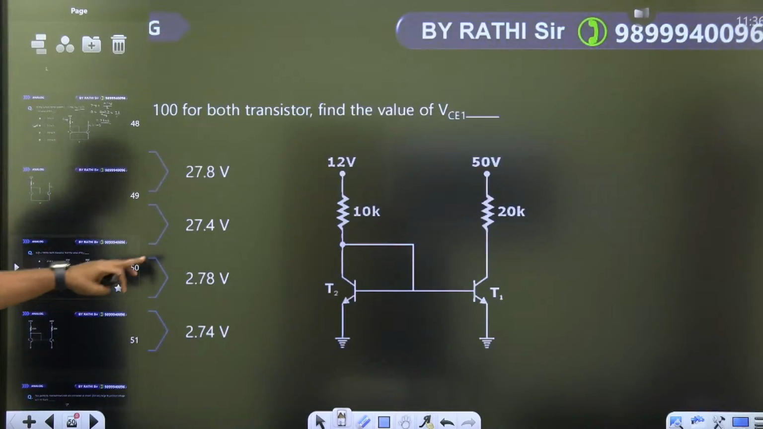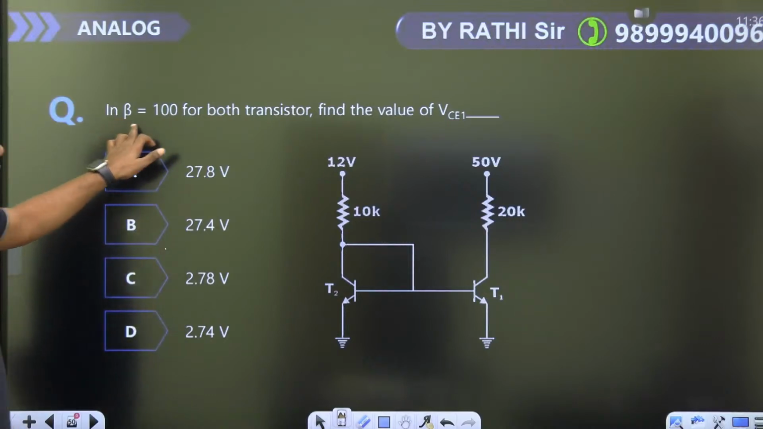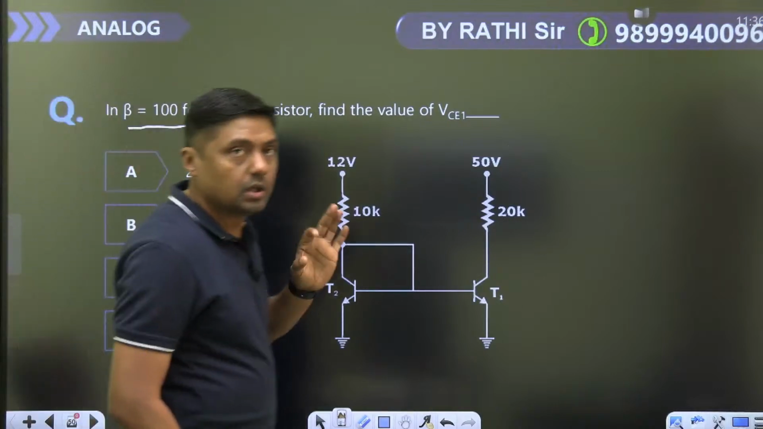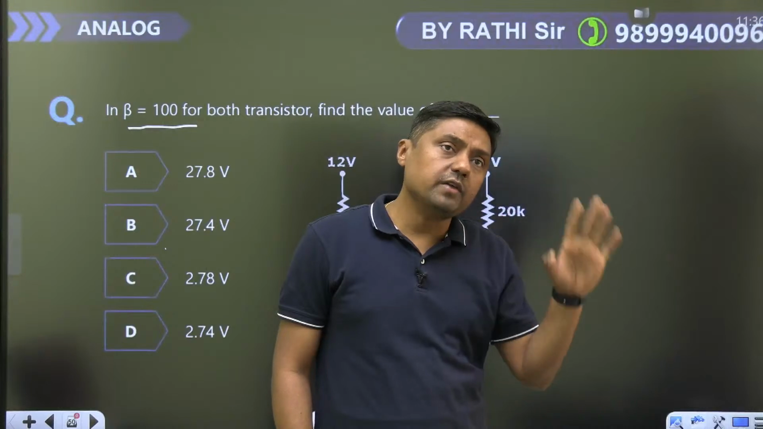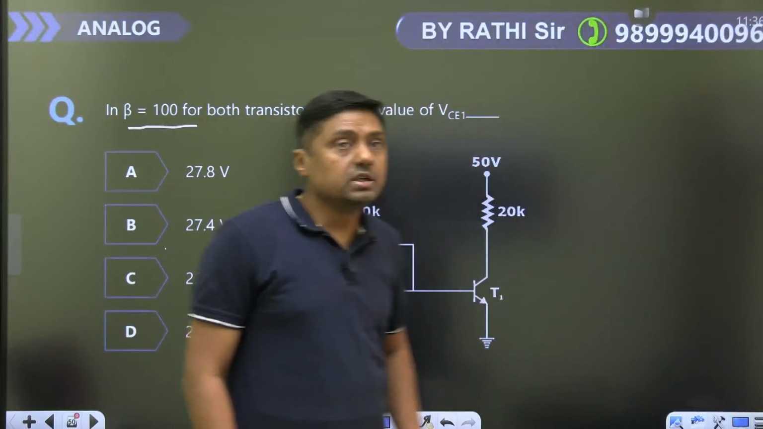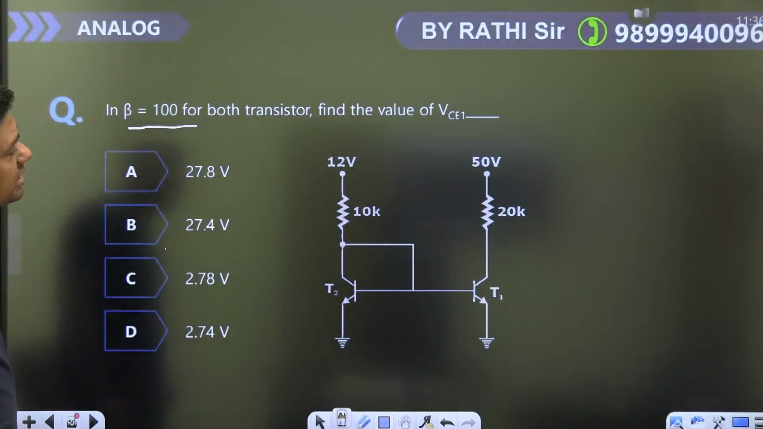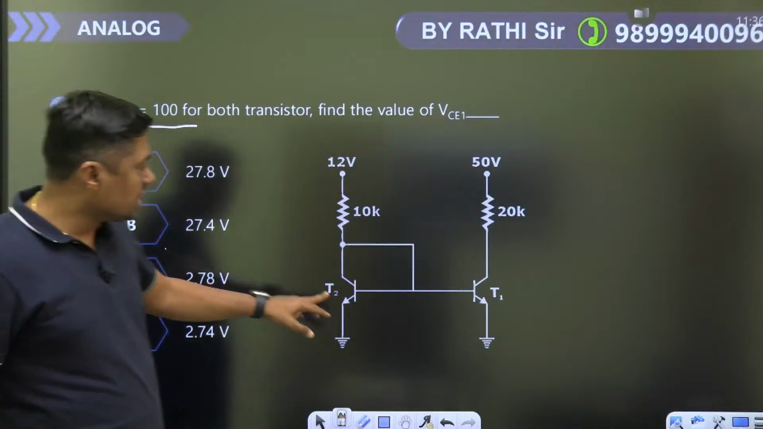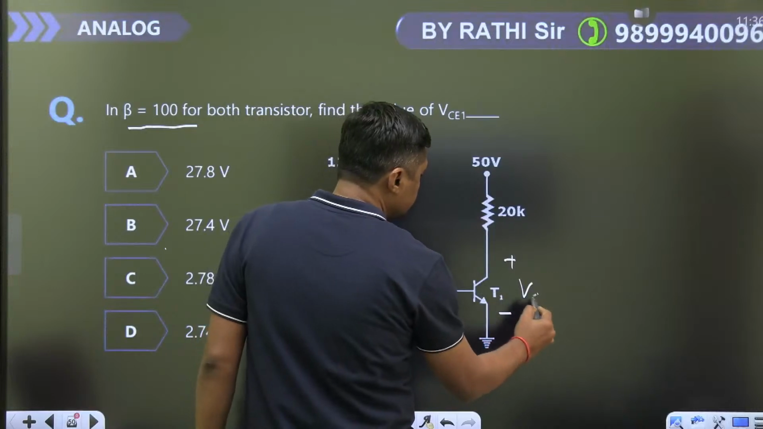देखो अभी आया था जो previous year question है, if the beta is 100. देखो बीटा is not too high, beta is 100 only. In a current mirror circuit, we are using the 500 or 1000, but it is only 100. Find the value of VCE1. Where is the VCE1? This is the transistor T2, that is the transistor T1. So definitely this is the VCE1.